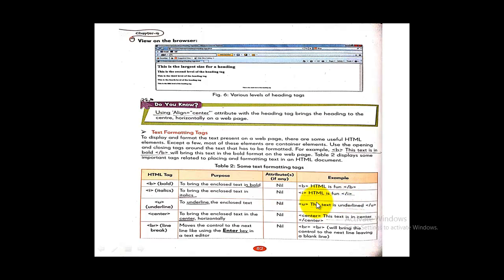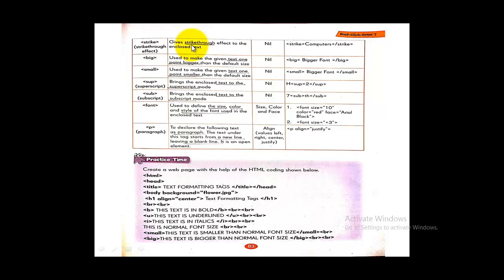For example, italic: <i>HTML</i>, and for bold: <b>HTML</b>, with the opening tag and the closing tag around the text. Then underline, and center: <center>This text is centered</center>. BR is the break tag, which will bring the control to the next line, leaving a blank line. Then strike through, used to strike the text.